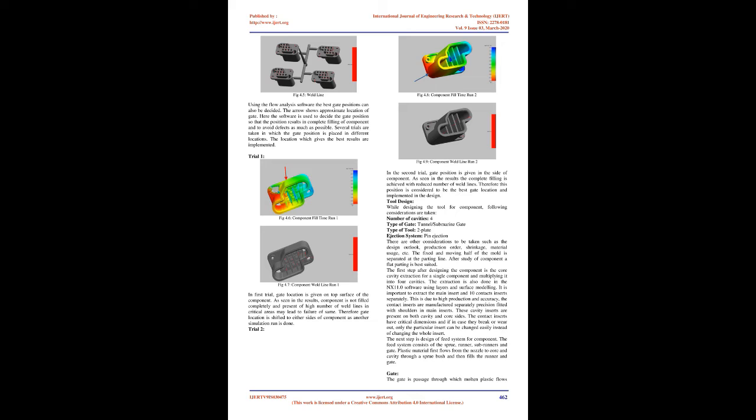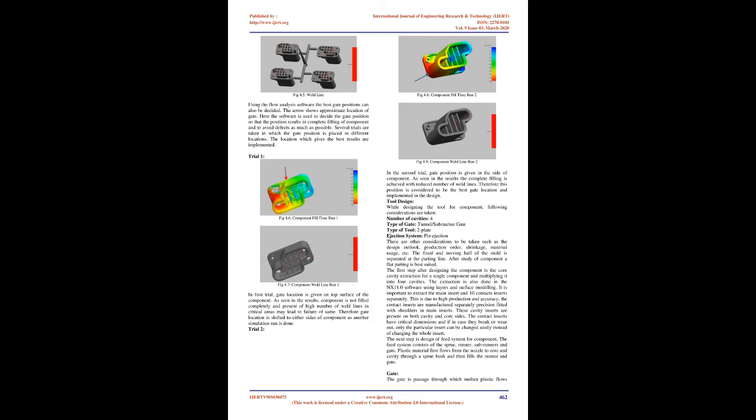Trial 2. In the second trial, gate position is given in the side of component. As seen in the results, the complete filling is achieved with reduced number of weld lines. Therefore this position is considered to be the best gate location and implemented in the design.